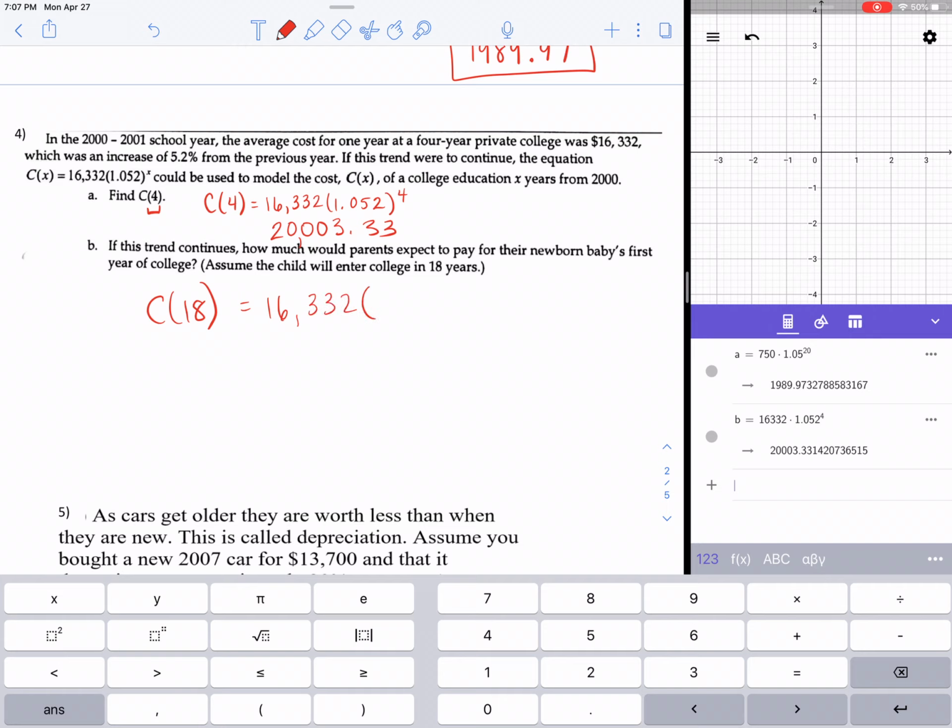16,332. Again, this is all in the past, so you'd be able to actually look this up now. But they want it using this equation. Actually, instead of retyping it, I'm just going to go back and put in 18 as the exponent. And now my answer is $40,674.54.